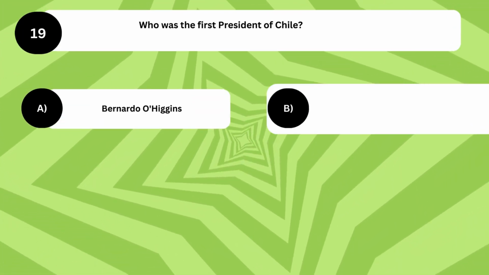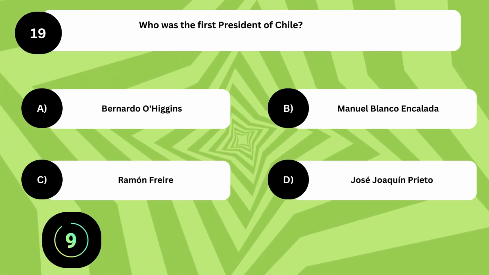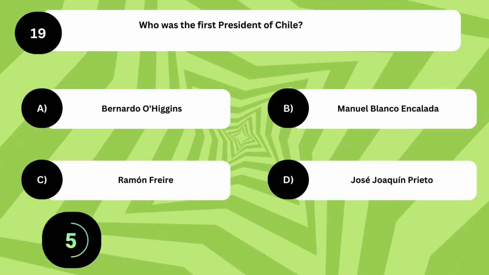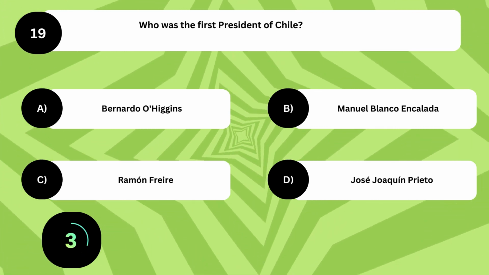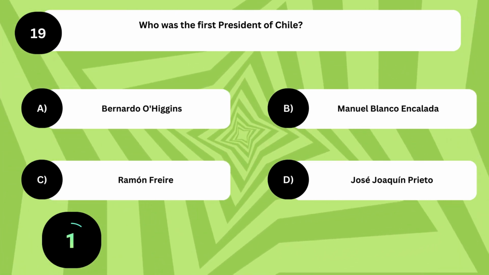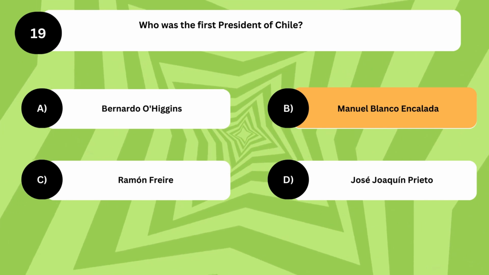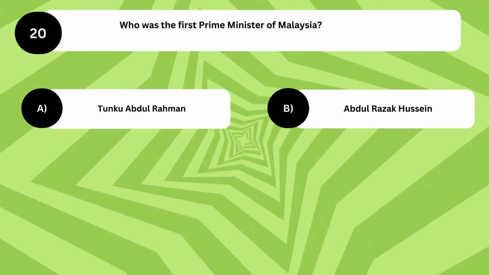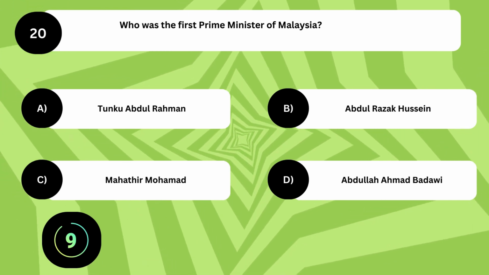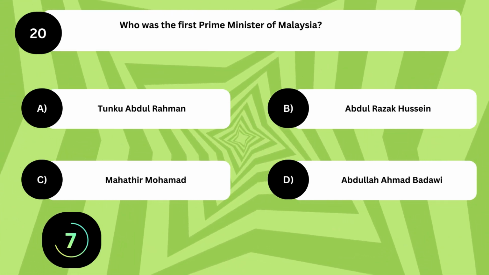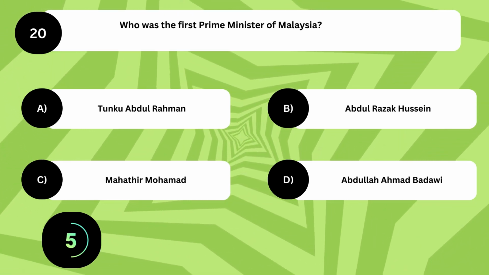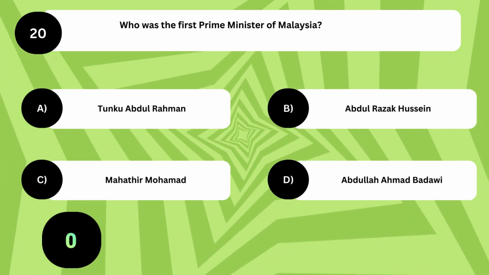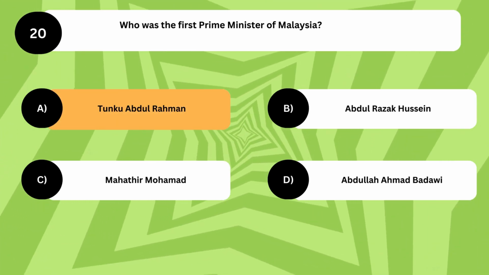Who was the first president of Chile? The answer is B. Manuel Blanco Encalada. Who was the first Prime Minister of Malaysia? The answer is Tunku Abdul Rahman.